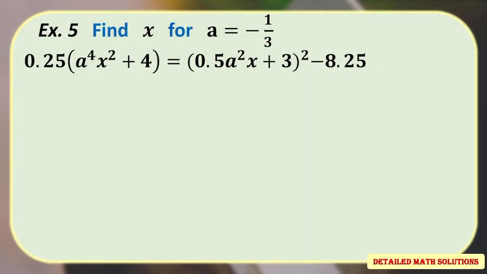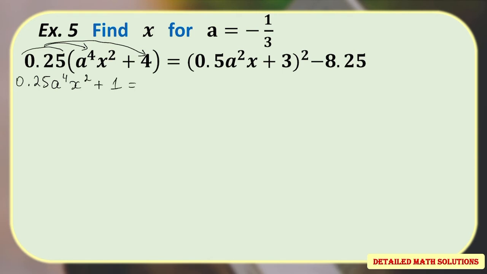First, I'm going to use the distributive property to open the parentheses. In other words, I need to multiply 0.25 with each term within the parentheses. When I do that, I get 0.25 a to the 4th power x squared plus 1.